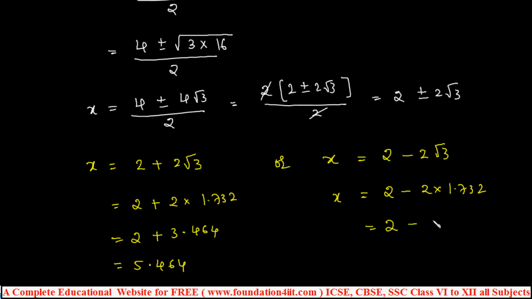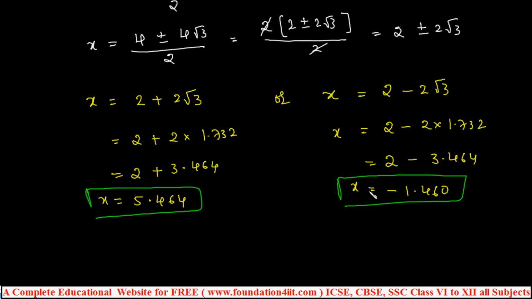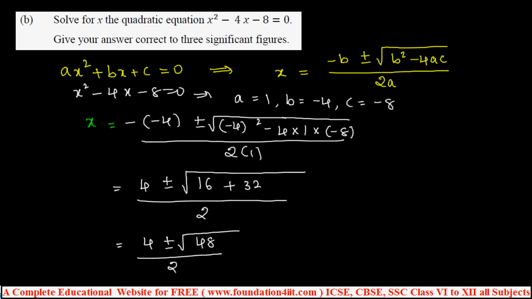So 2 minus 3.464. You subtract, this answer will become negative, minus 1.460. Okay, this 5.464 and minus 1.460. These are both values in 3 significant figures. You can apply this directly, so just remember the formula. If it is not perfectly factorizable, then you can apply this formula for it.